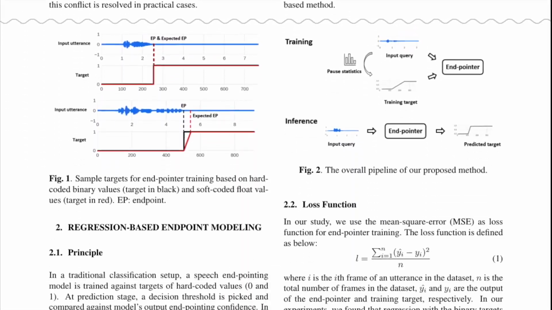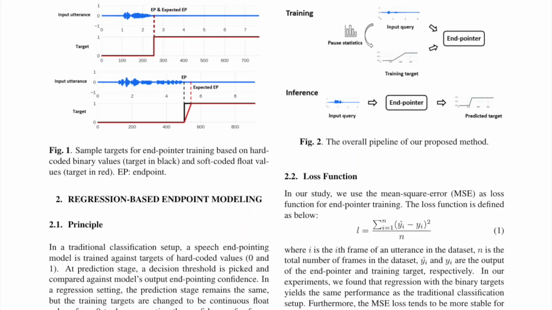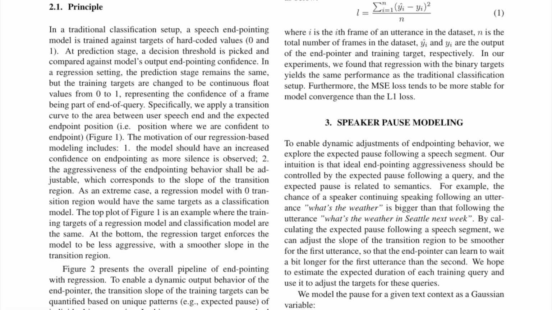2. Regression-based endpoint modeling. 2.1. Principle. In a traditional classification setup, a speech endpointing model is trained against targets of hard-coded values, 0 and 1. At prediction stage, a decision threshold is picked and compared against model output endpointing confidence. In a regression setting, the prediction stage remains the same, but the training targets are changed to be continuous float values from 0 to 1, representing the confidence of a frame being part of end of query. Specifically, we apply a transition curve to the area between user speech end and the expected endpoint position, that is, position where we are confident to endpoint.